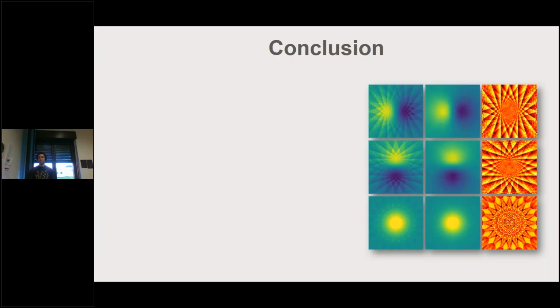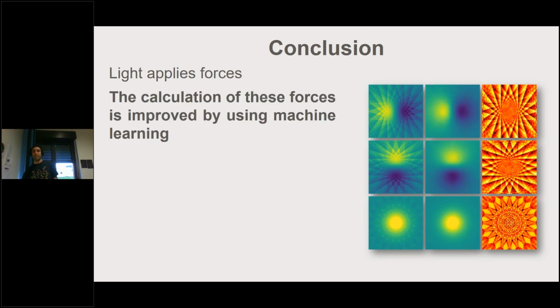So just as a conclusion, we have explained that we can use light to apply forces. The calculation of these forces can be improved by using machine learning, both in terms of speed and accuracy. And this is what we can see in the picture. For example, here, this is the calculation with geometrical optics, with these many artifacts that look very fancy. This is with the neural network. And again, the same kind of picture as we saw before. In this case, we are subtracting this from this, and we only see the artifacts, which have these very beautiful shapes.